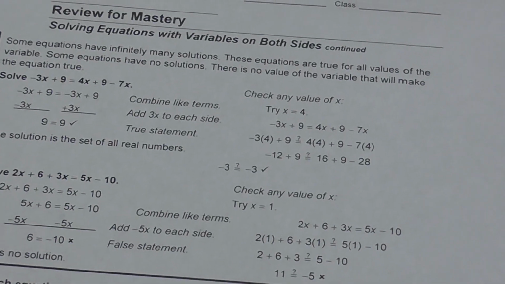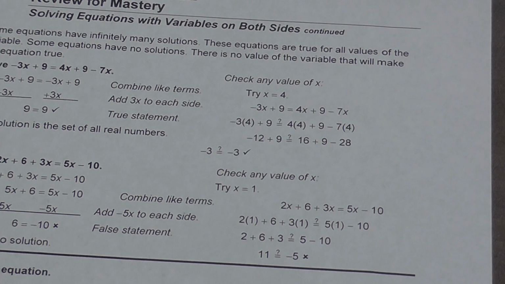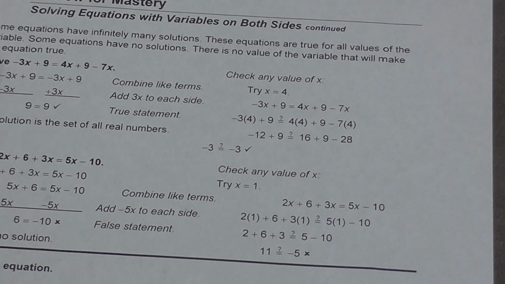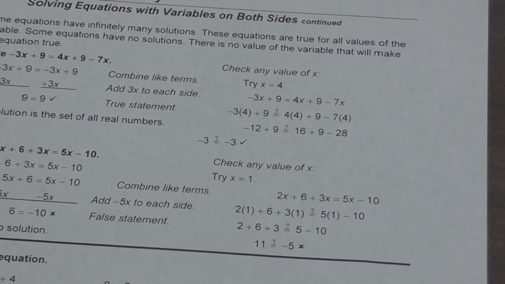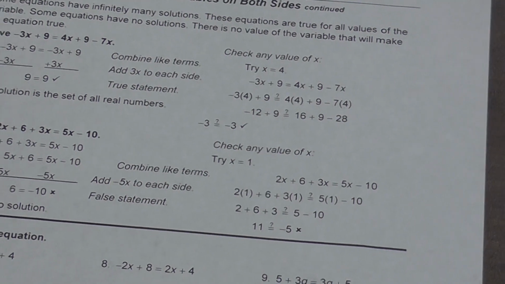All right, we got solving equations with variables on both sides. This is just a continuation. All right, so this talks about sometimes you have infinitely many solutions. So how does this happen when you have infinitely many solutions or when you have no solution?